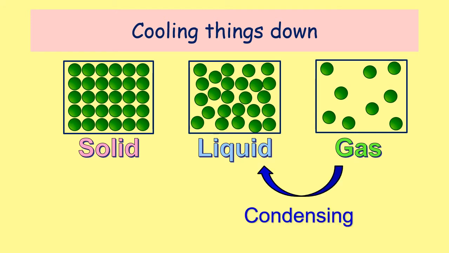And we call that process condensing. The gas turning into a liquid. With a liquid, if we keep cooling it down and keep taking energy away from the particles, eventually they stop being able to move properly and they can only vibrate. And it becomes a solid, and we call that process freezing.